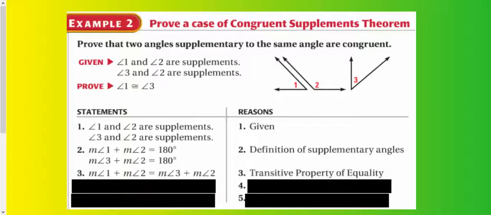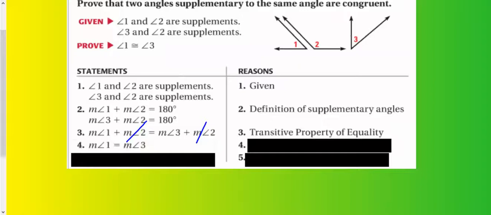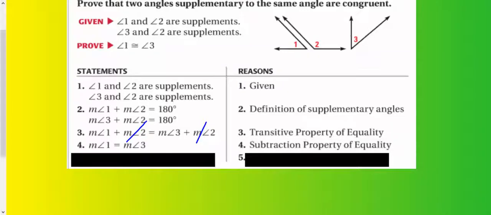And what I'm seeing on this statement right here is the measure of angle 2 on both sides. So what we can do is subtract that value from both sides, and we're left with the measure of angle 1 equals the measure of angle 3.